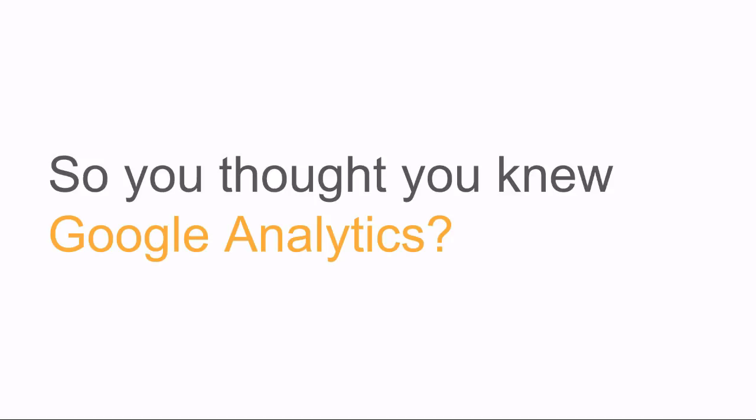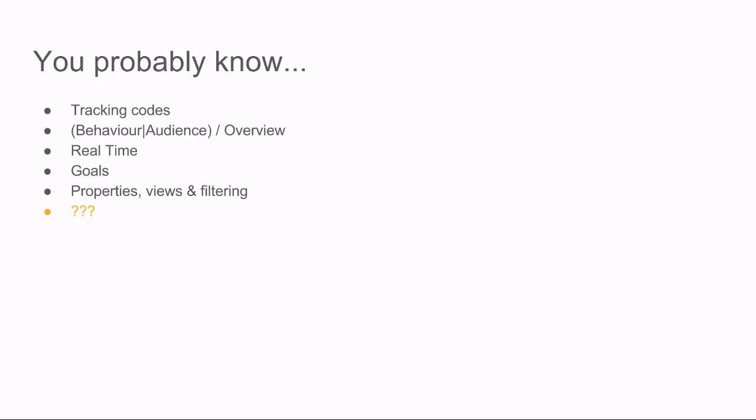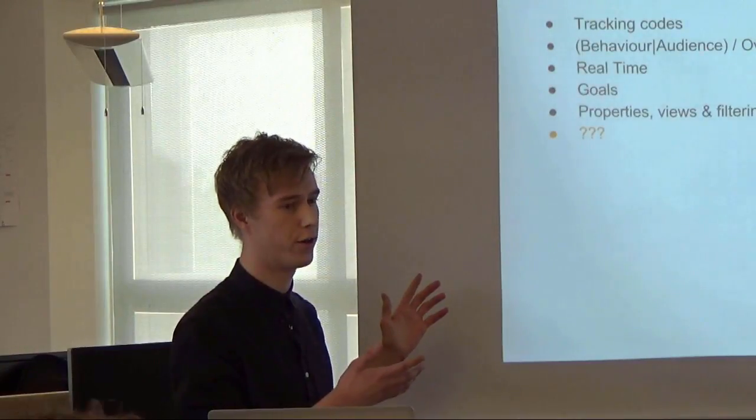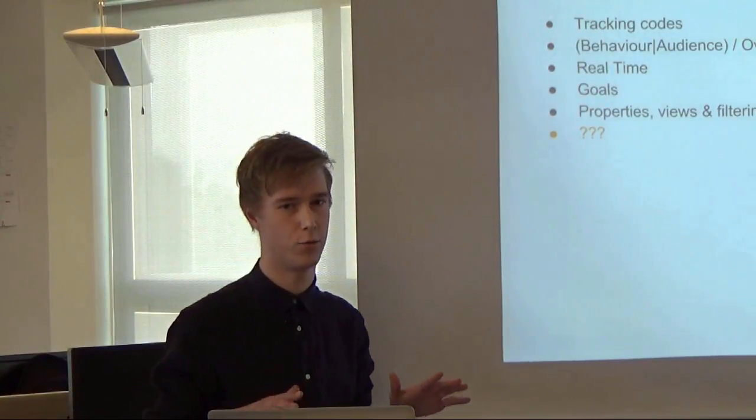And I'm not really sure what level everybody's on, so I'm just very verbosely going to say that this is what you probably know. You know that there are tracking codes. You know that there is a behavior or an audience overview tab. You probably know the real-time view, the goals, at least that there are goals. Maybe you don't know exactly what a goal is, but you know that there are goals. And you know that there are properties, views, and you can filter those. Do you know all of this? Is there something you don't know, just kind of in general? Anyone? Is this all familiar? Yeah. This is why I just assumed.